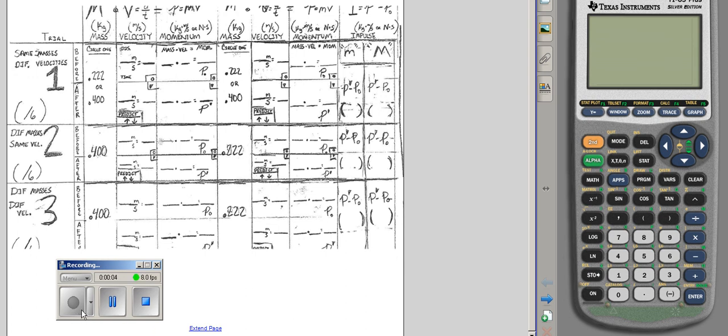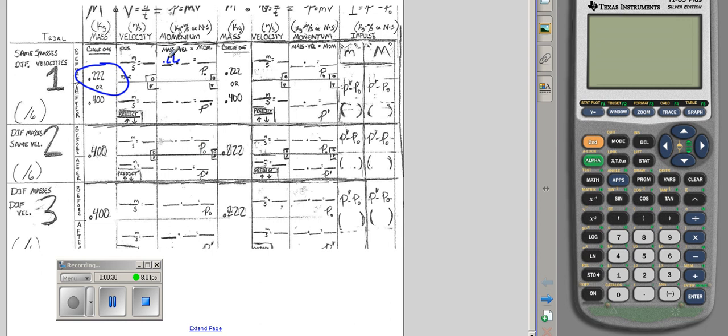Okay, let's take a look at how this simulator is used to fill in this lab. So we have data that we have to fill in the chart, and we have a mass of either 0.22 or 0.4. Let's say we pick the 0.22. So we put a mass in here of 0.22.